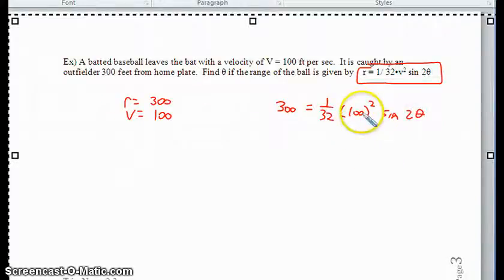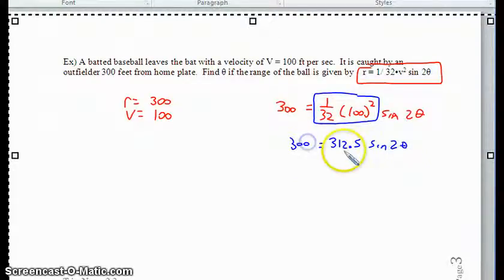So algebraically what I'm going to want to do is calculate this. On my calculator, I'm going to do 100 squared times 1 over 32. That ends up being 312.5 sine of 2 theta. If I want to solve for theta, I'm going to have to get rid of the 312.5 in front by dividing. Dividing that out, I get 0.96.